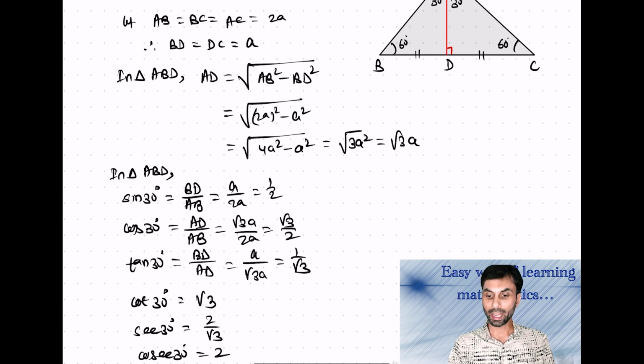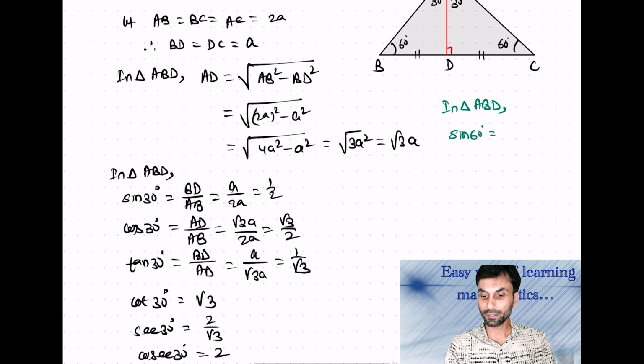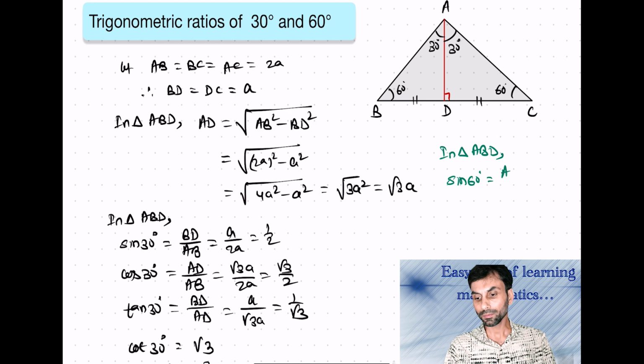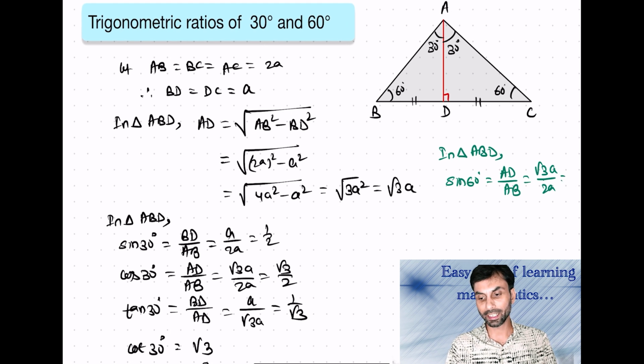Similar way, if we will find for 60 degree, then we can write in triangle ABD sine 60 degree. For that, the opposite side will be AD upon hypotenuse AB, and that will be equals to root 3A upon 2A, and that is equals to root 3 upon 2.